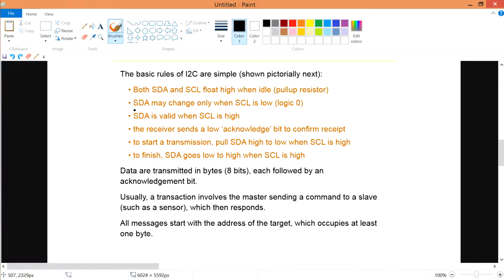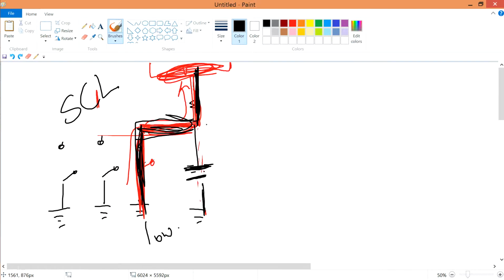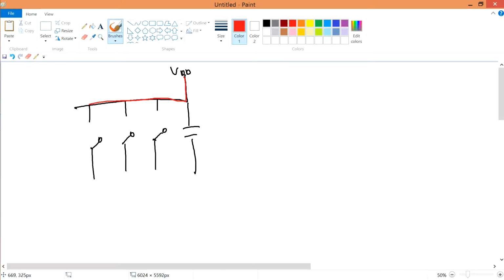So SDA itself may change only when SCL is low. So it may change or it may not change. And as for this, SDA is valid when SCL is high. What does this mean, that SDA is valid when SCL is high? SDA is a serial data bus, as we have been talking about all along. This particular line is your I2C bus. For example, this is the SDA bus, and you would also have an SCL bus somewhere alongside the SDA, I think.